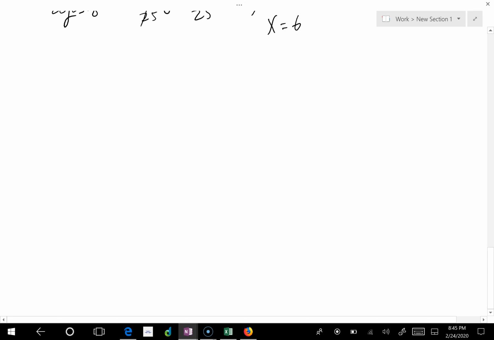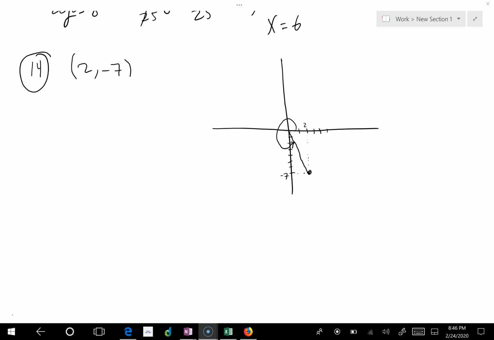Next question says, sketch the angle in the positive direction, and given that theta is the terminal side, find the values of 6 trigonometric functions for the angle. And the point is given, so it's number 14. So it's 2, negative 7. You're going to graph it here. You graph the point. You're looking for this angle because it says angle in the positive direction.